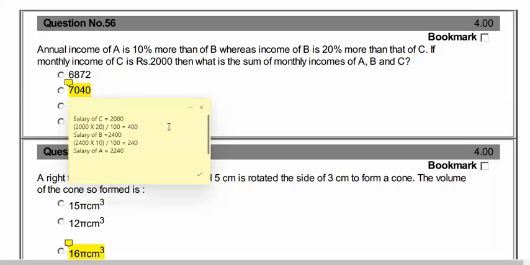That is, the salary of C is 2000. So 20% of 2000 is 2000 into 20 by 100, that is 400. Salary of B is equal to 2400. Then the salary of A is 10% of B, that is 2400 into 10 by 100 is equal to 240. So the salary of A is 2640. The sum is 2000 plus 2400 plus 2640. That is equal to 7040.